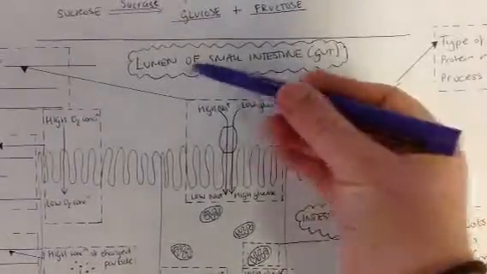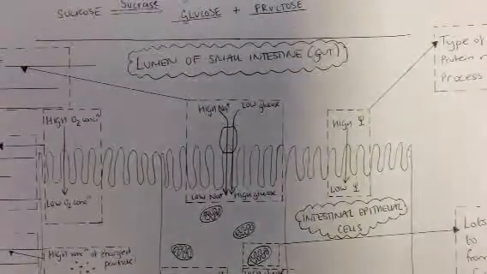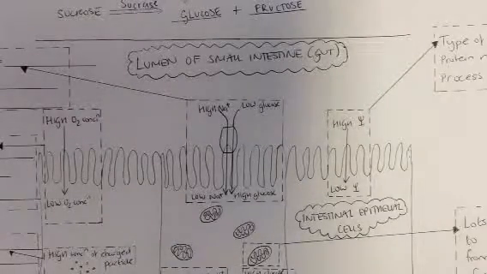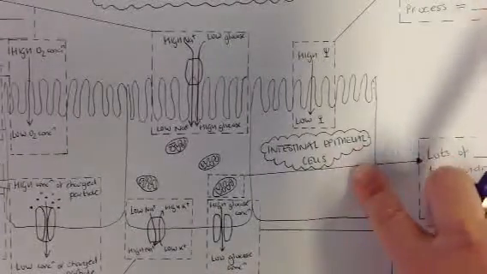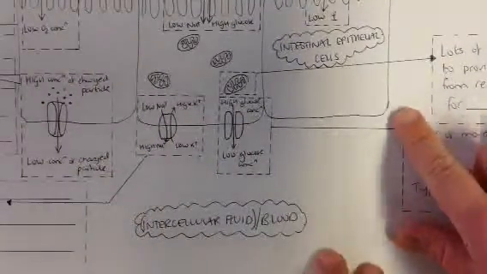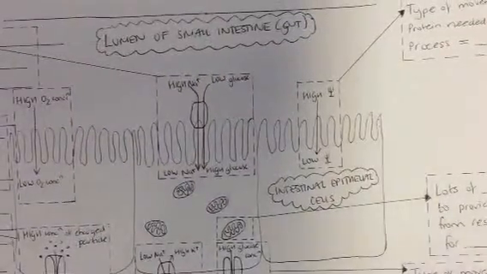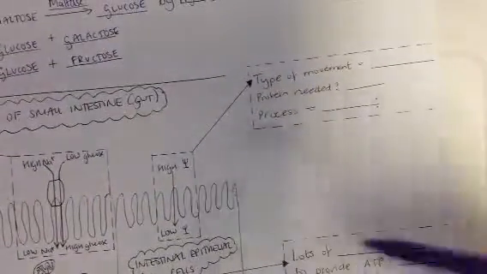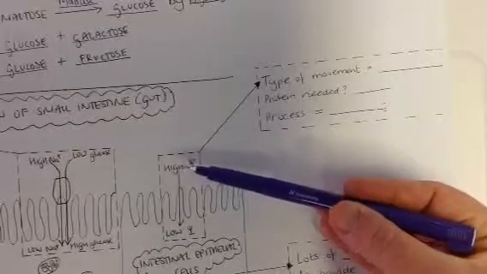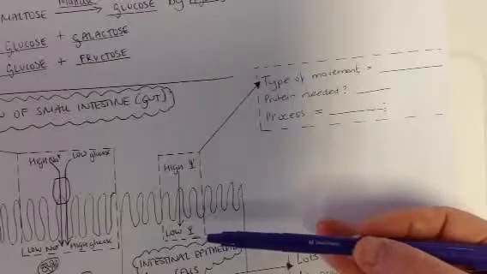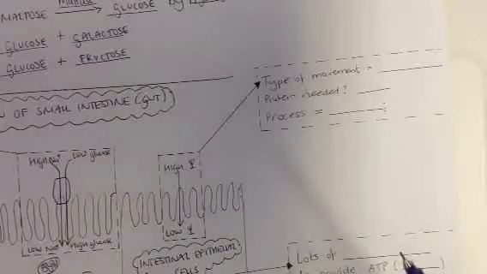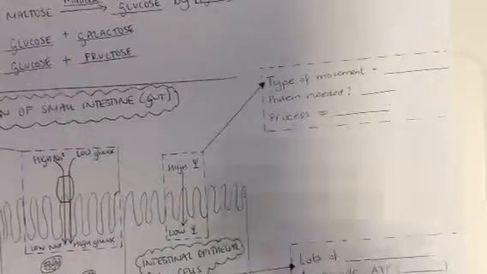So here we've got the lumen, so the hole, if you like, inside the small intestine. We've got these intestinal epithelial cells, and lastly down the bottom we've got the intercellular fluid or the blood. Okay, so we're going to start off with the easiest things first of all. So first of all we'll talk about this movement from a high water potential to a low water potential. This is a special type of diffusion involving just water molecules, and it's called osmosis.